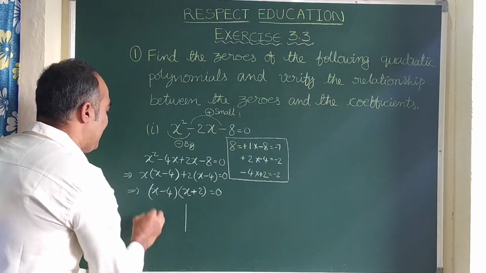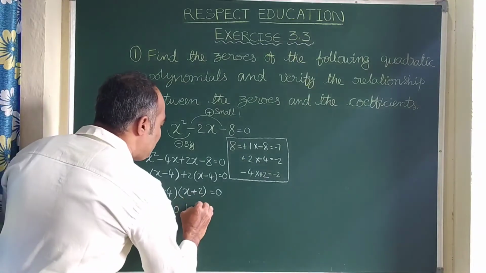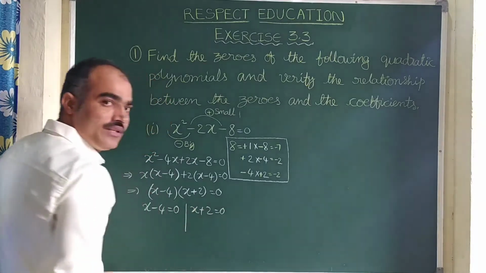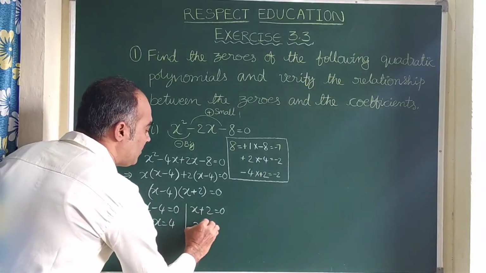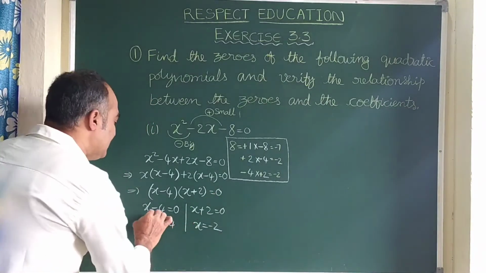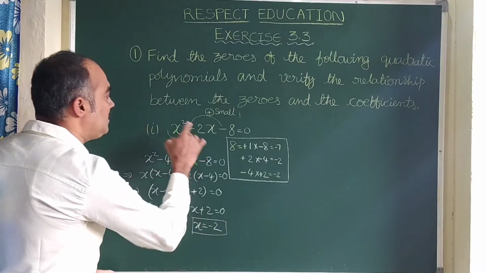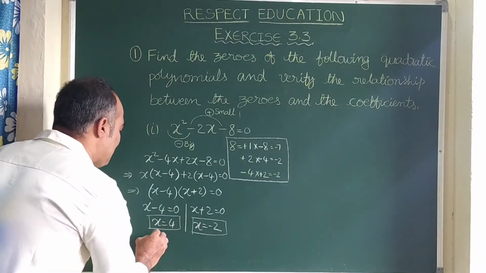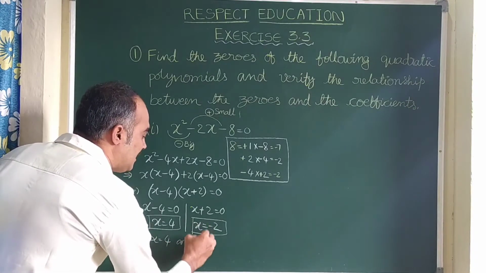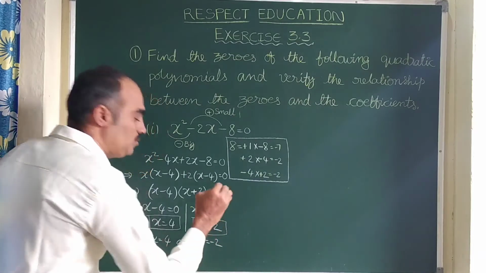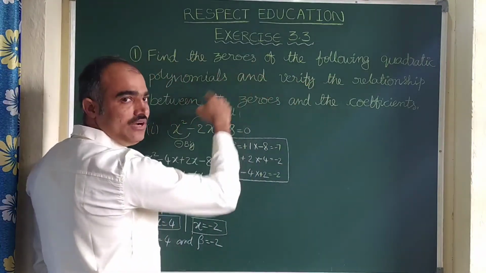So we can write either x minus 4 equal to 0 or x plus 2 equal to 0, right? We send minus 4 to that side, either x equal to 4 or x equal to minus 2. Clear? These are the zeros. Now we found the zeros of the given polynomial. So let us take them as alpha is 4 and the second zero beta is minus 2. Right, till here we found the zeros.